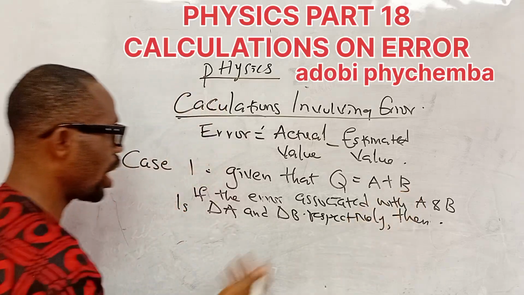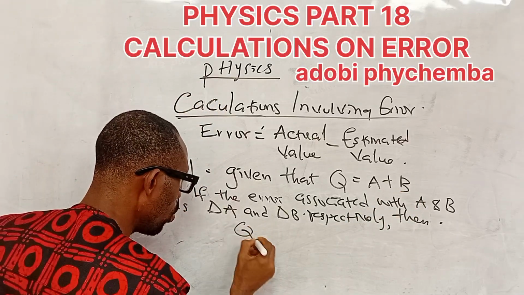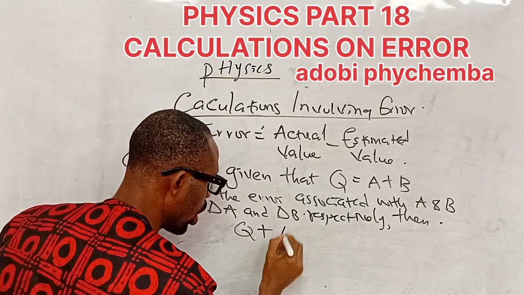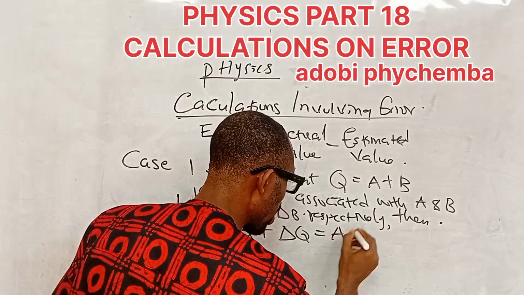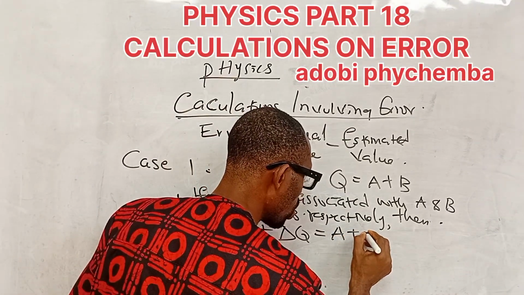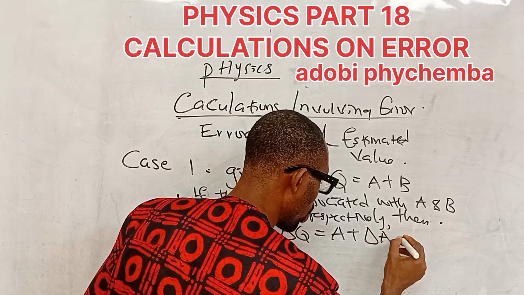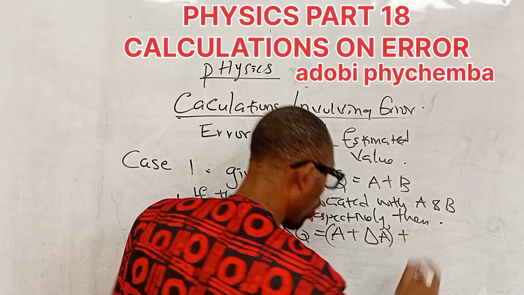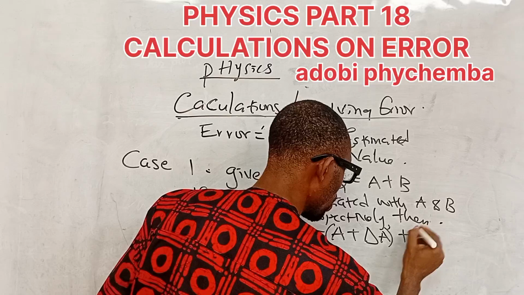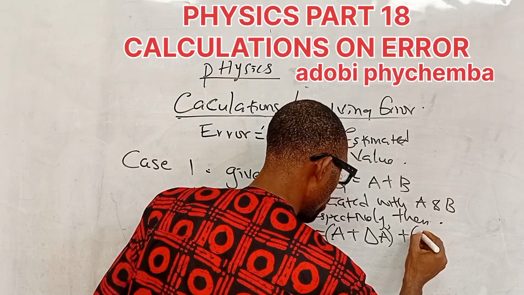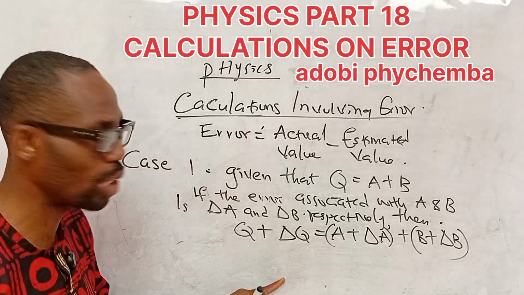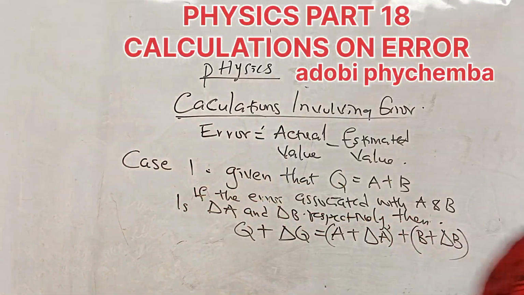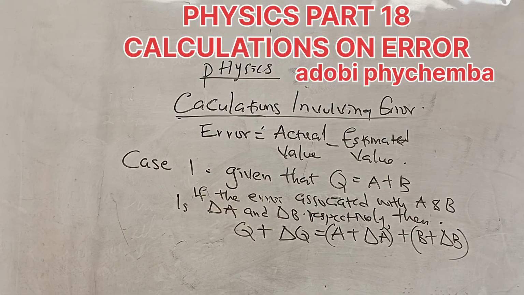with A and B, then we'll say Q plus change in Q will be equal to A plus change in A. Put it in brackets and put plus here. This plus, open the bracket, B plus change in B. Please let me be sure that you can see clearly so that I can take it up. Okay, you can see. That's brilliant.